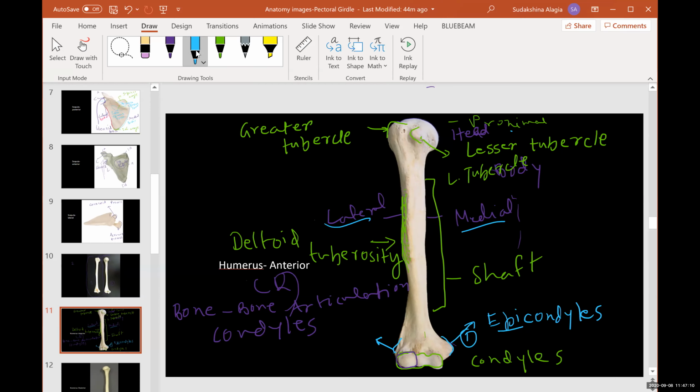One is what? Medial. Medial, what? Epicondyle. Thank you. Medial epicondyle. Medial epicondyle. Number two is lateral epicondyle. See, if you learn it like that, I can't emphasize this enough.